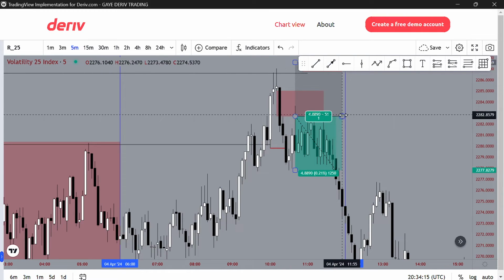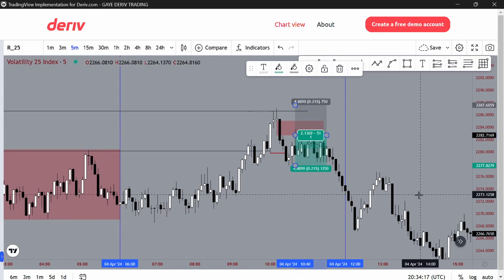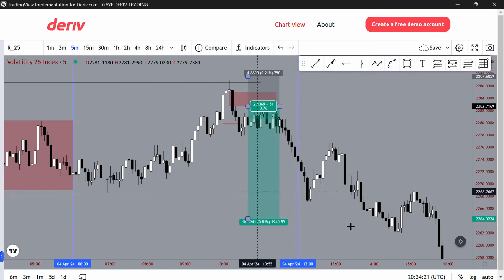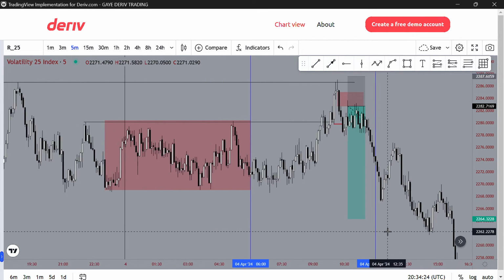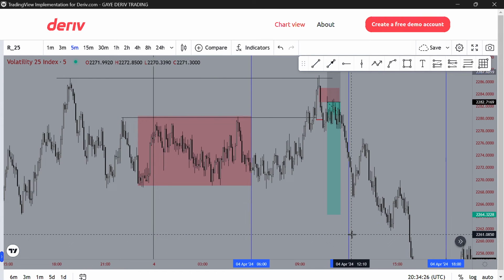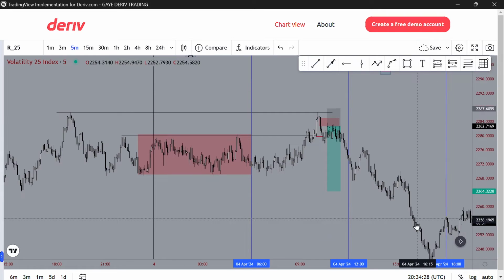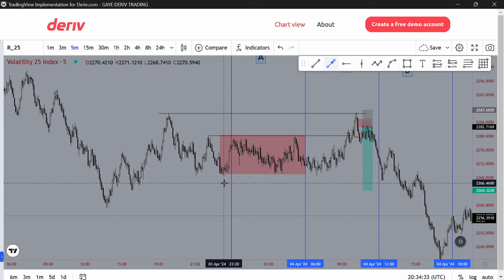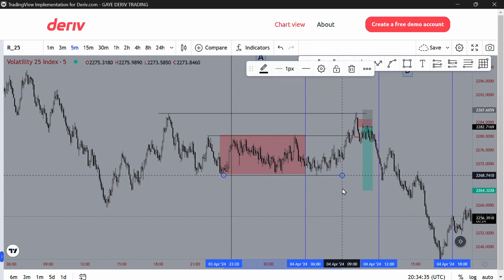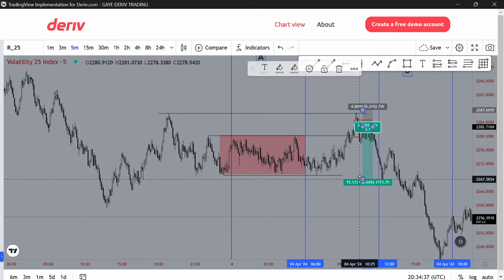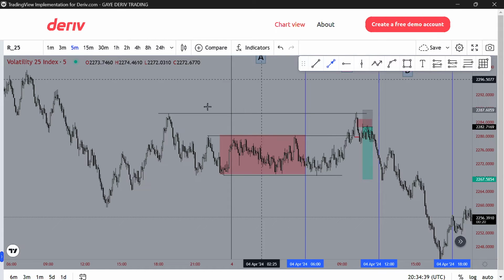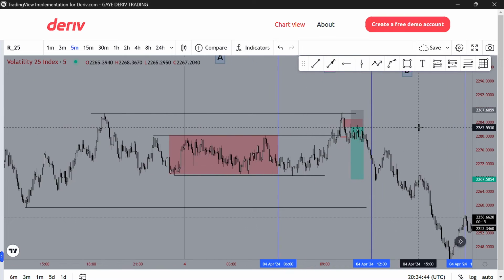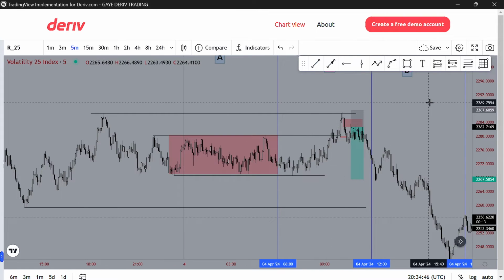So this entry is coming from the manipulation phase. Obviously, the distribution phase would even give a better entry. But as I said, the manipulation phase can give you an initial entry, and then the distribution phase can give you a nice continuation. Your initial target will be the consolidation lows, and then you can further target some of the lows on the left side of the chart. Simple entry, right? Very, very simple.